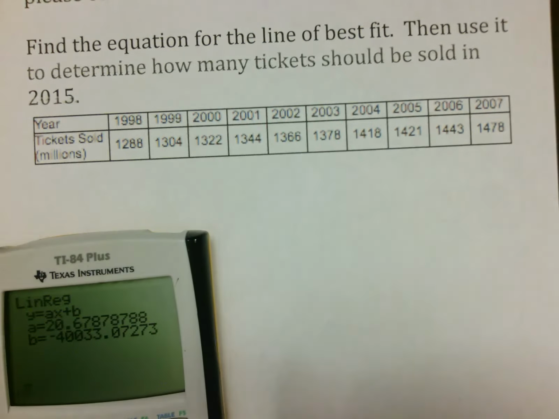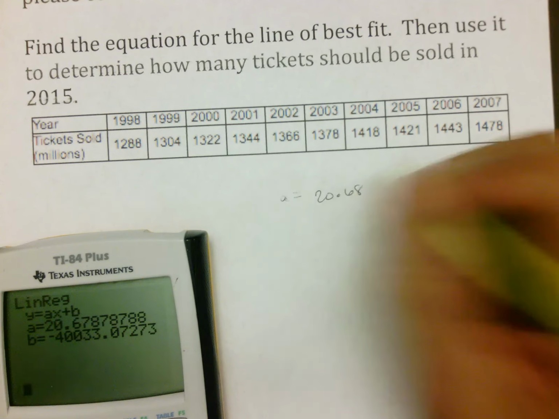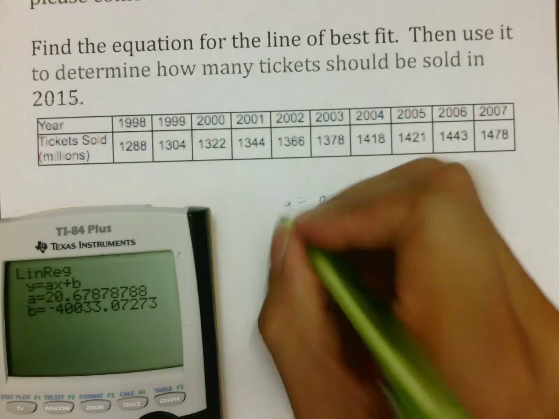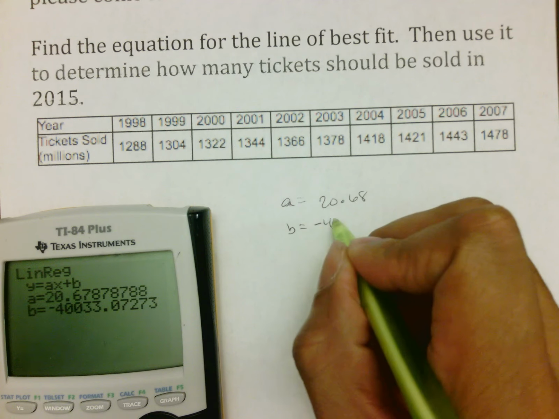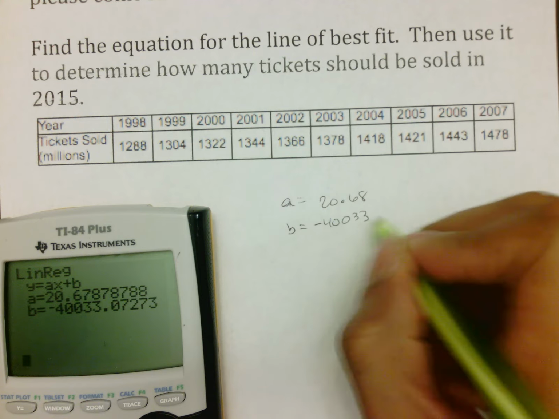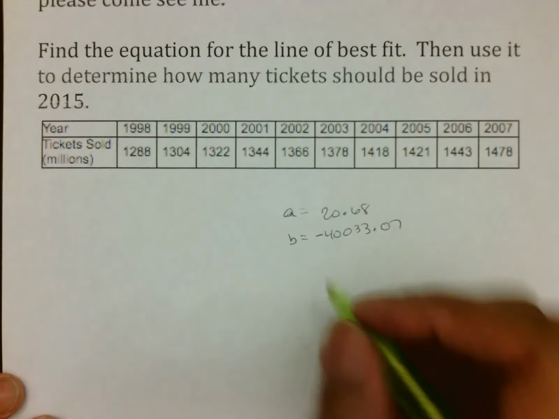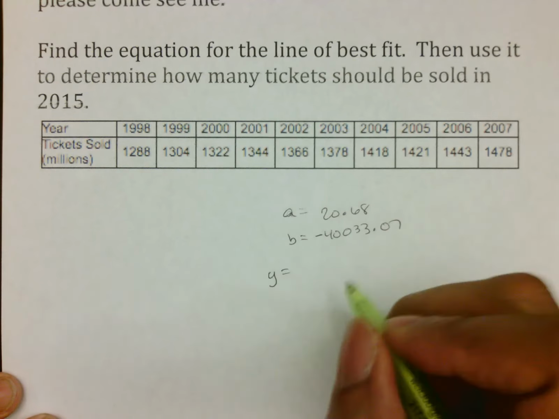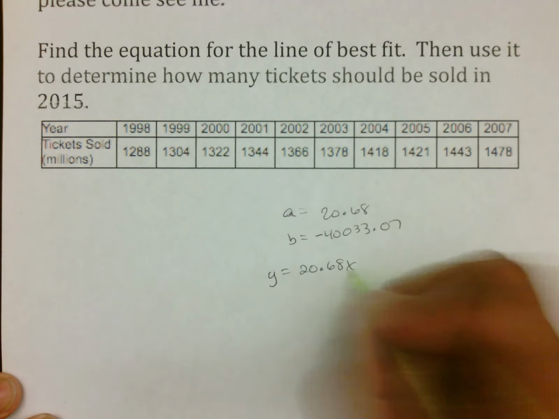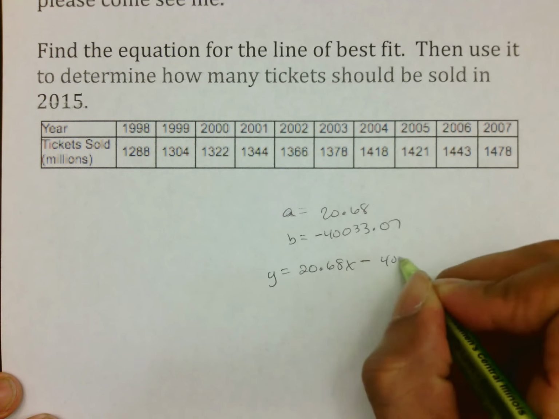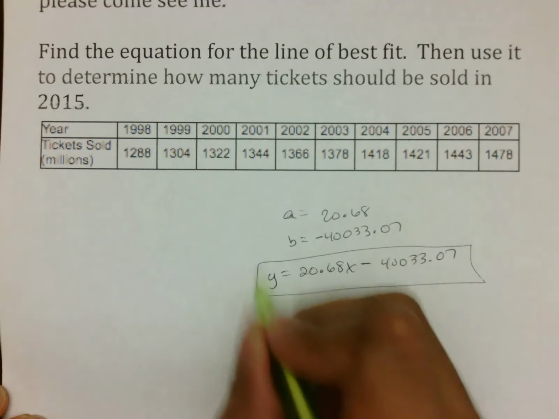So what you should see in your calculator is that a equals 20.68. Again, you have to approximate correctly, otherwise the computer is going to mark you wrong. And that b is negative 40,033.07. So when it wants the equation for the line of best fit, it's like your y equals mx plus b, except it's ax plus b, so it's y equals 20.68x minus 40033.07. This is the first part of what you have to do today.